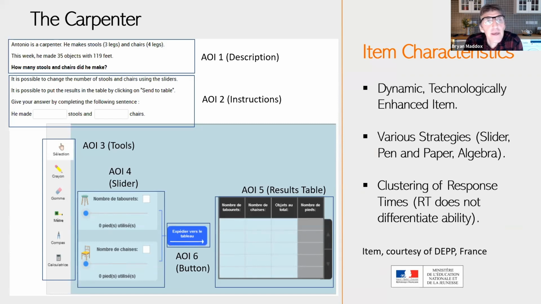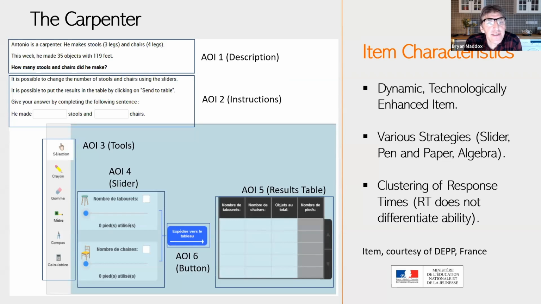But this item is called the carpenter. And it's a very interesting item. It's very dynamic as a technology enhanced item. It's an interactive item. And the question at the beginning, the scenario, is that there's a carpenter who makes stools with 3 legs, chairs with 4 legs. And the mathematical puzzle is that he made 35 objects with 19 feet. And the question is, how many stools and chairs did he make?